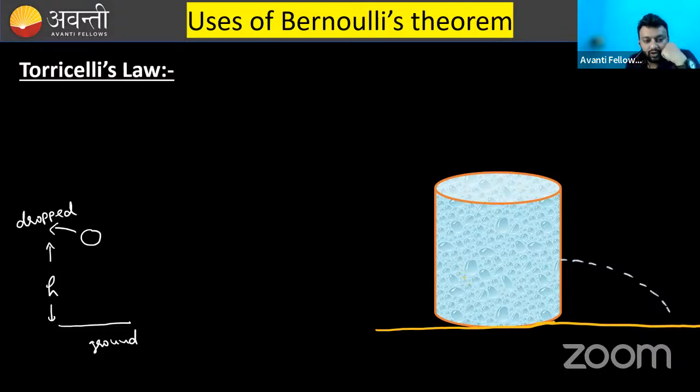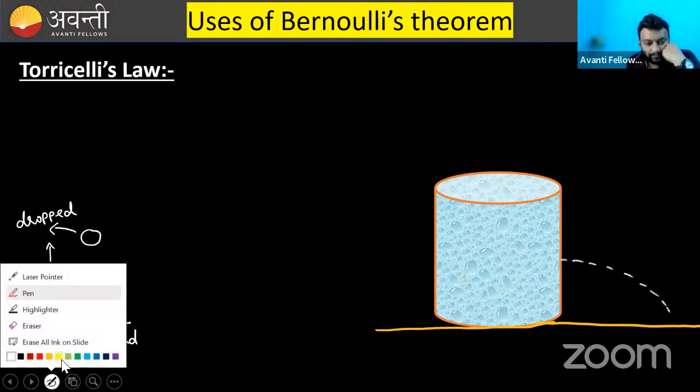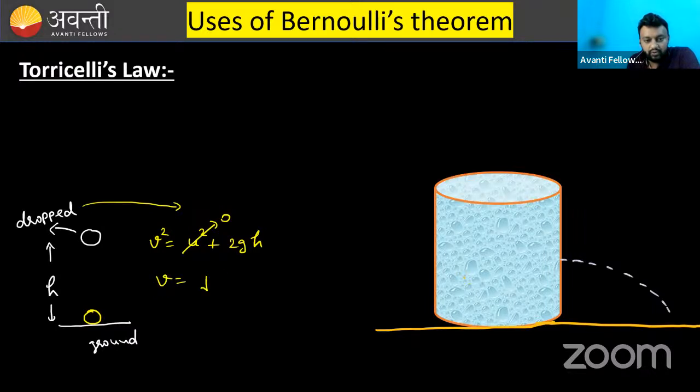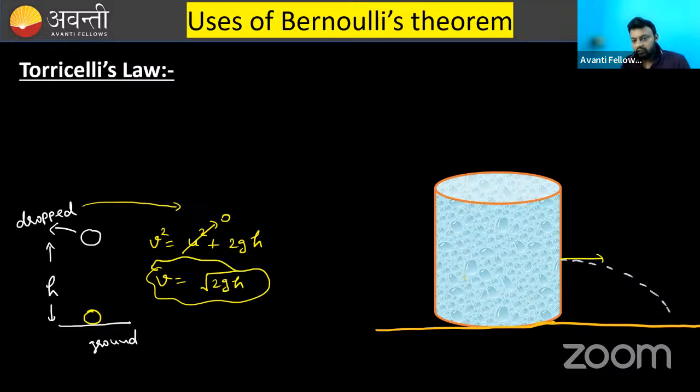Can you tell me the velocity of the ball when it reaches the ground? You will say yes. You can apply v square is equal to u square plus 2gh. U square is 0 because it is dropped. So v is equal to root 2gh. This is the same formula that we have derived here: the velocity of efflux, v is equal to root 2gh.